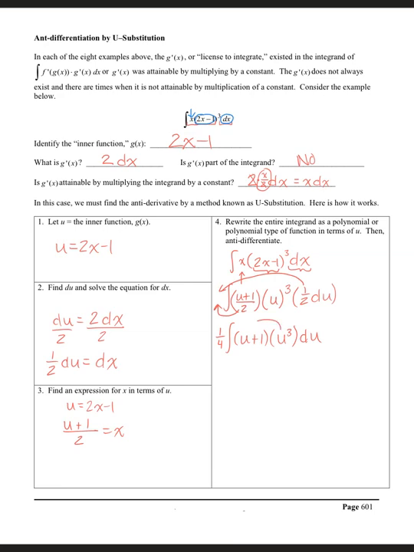So I'm going to distribute that. So I have u to the 4th plus u cubed du. Okay, now this is something that we can integrate. So I would get u to the 5th divided by 5 plus u to the 4th divided by 4 plus c. That is my integral.